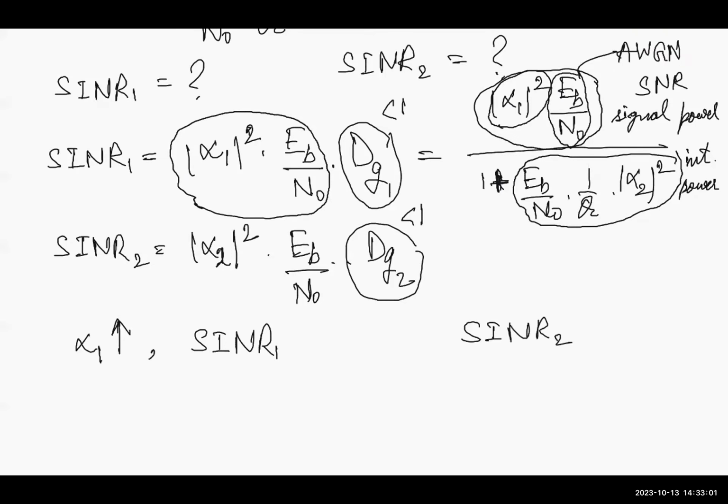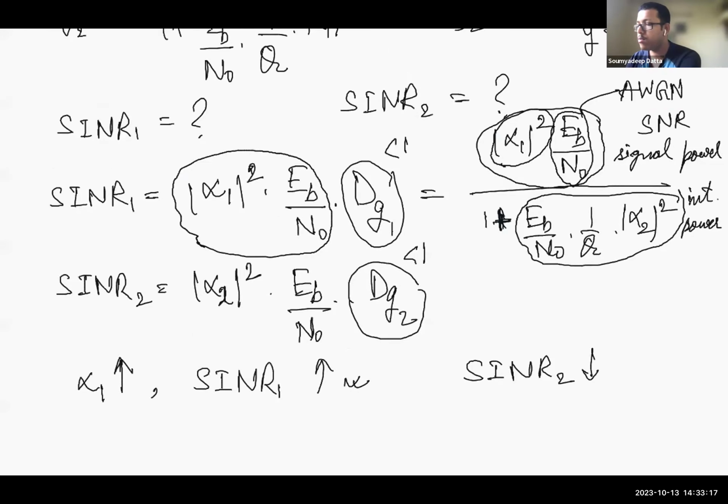Yes, sir. SINR 1 will increase. Yes, this is correct. And for SINR 2? SINR 2 will decrease because SINR 1 is increasing. Yeah, partially correct. SINR 2 will decrease. SINR 1 will increase because clearly mod alpha 1 square will increase. SINR 2 will decrease because of the degradation factor.